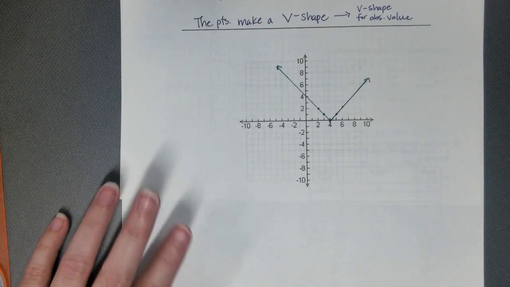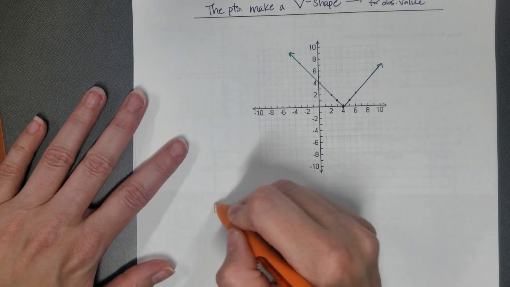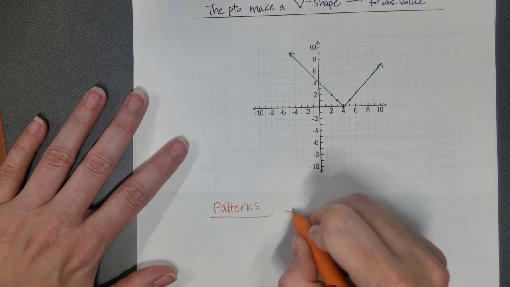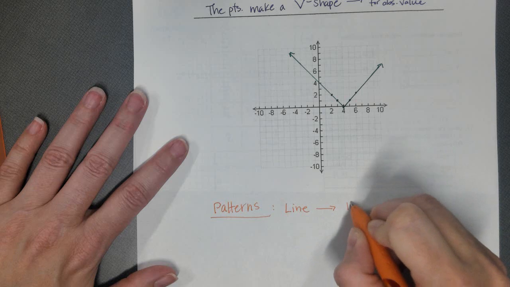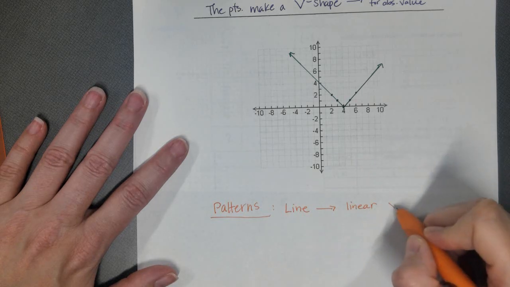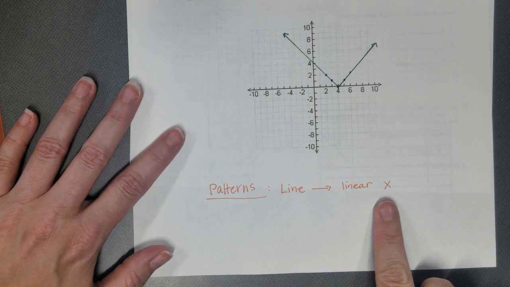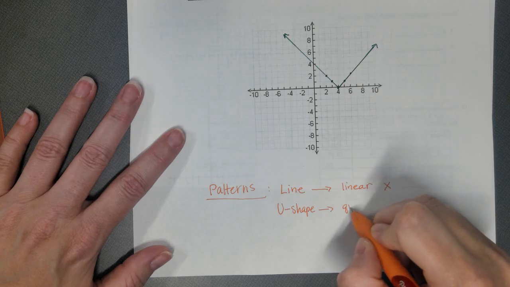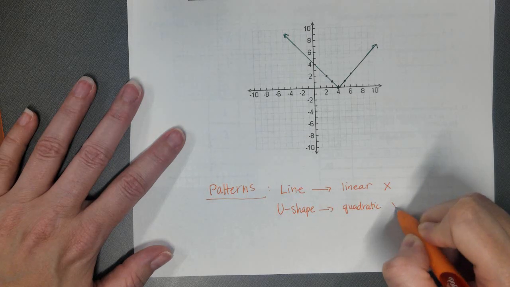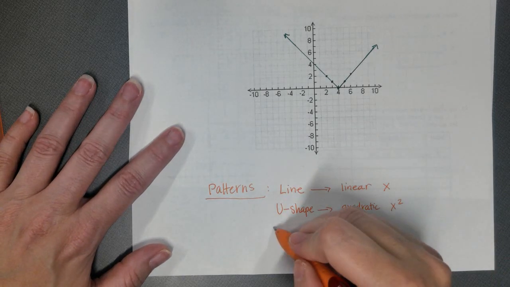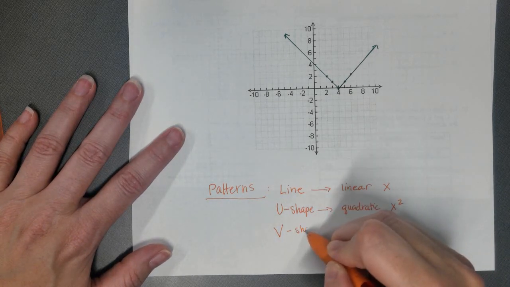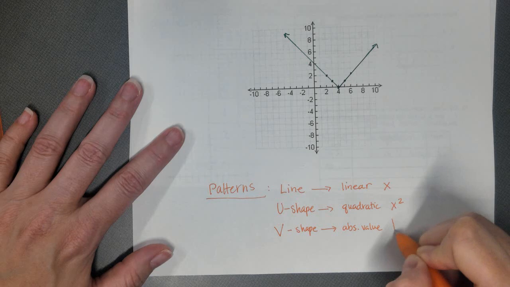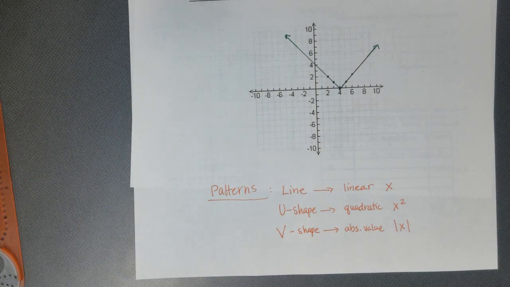Okay, so we're going to write the 3 patterns below. The patterns that you have are: it's going to make a line if you have a linear equation. A linear equation just has an x in it. We talked about the U shape. That's when you have a quadratic, which is x squared. And the one we just did is a V. Make sure I can tell your U's from your V's, okay? That's your absolute value, so you would have the x in between the absolute value signs.